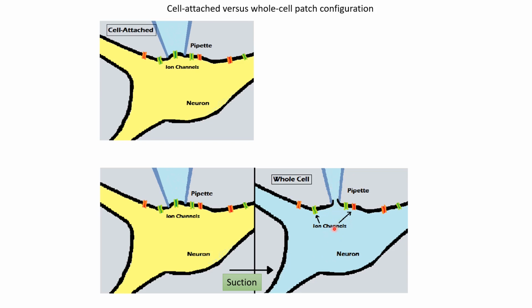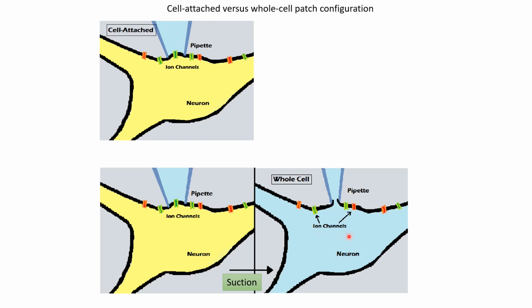And if there are any currents flowing through the ion channels, not just the ion channels within this part, but throughout the membrane of the whole neuron, those can now be measured by this pipette. So the whole cell configuration is good if we want to see the overall changes in the neuron.